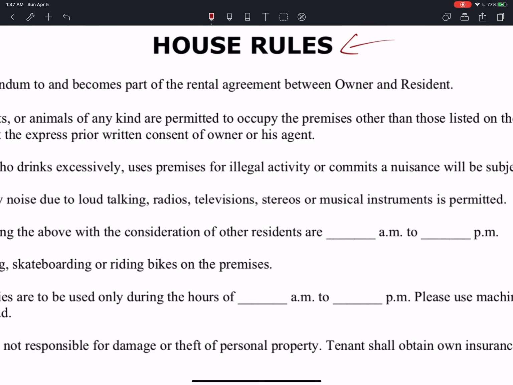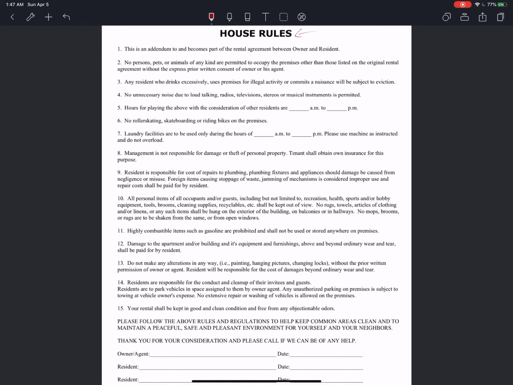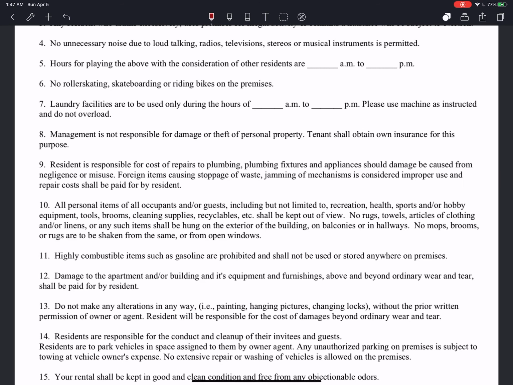There you go. Look at that. And if we look at line item number 9, this one says, resident is responsible for cost of repairs to plumbing. But it continues. It says plumbing fixtures and appliances, should damage be caused from negligence or misuse.